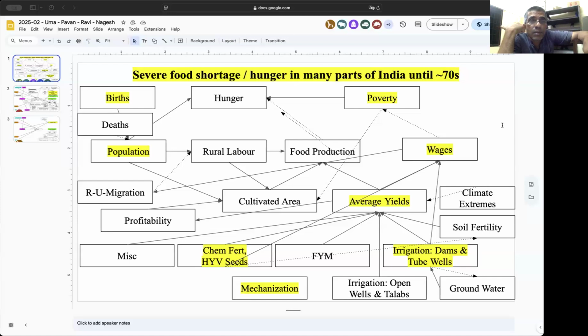Births, population was increasing. Then average yields were low, chemical fertilizers were not greatly available, and irrigation was not greatly available. Yields were very low. As a result, food production was low. And because of that, hunger became very high, and it was a problem.